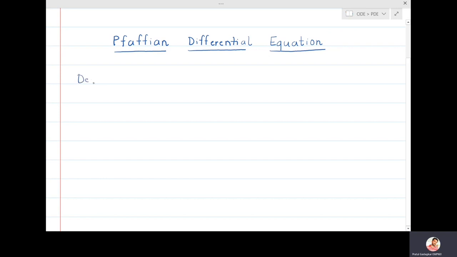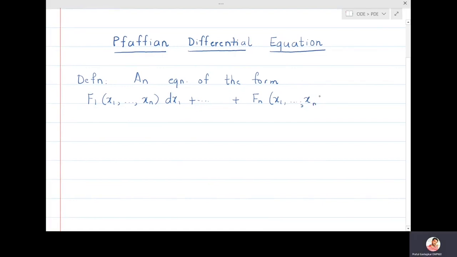So this is the definition. An equation of the form f1(x1, x2, ..., xn) dx1 plus so on, plus fn(x1, x2, ..., xn) dxn equal to 0, where the fi's are continuous functions of the xi's, is called a Pfaffian differential equation. In how many variables? In n variables.